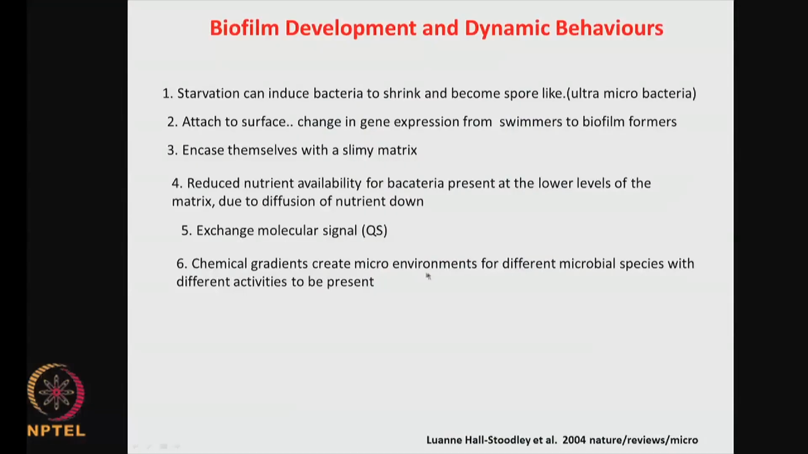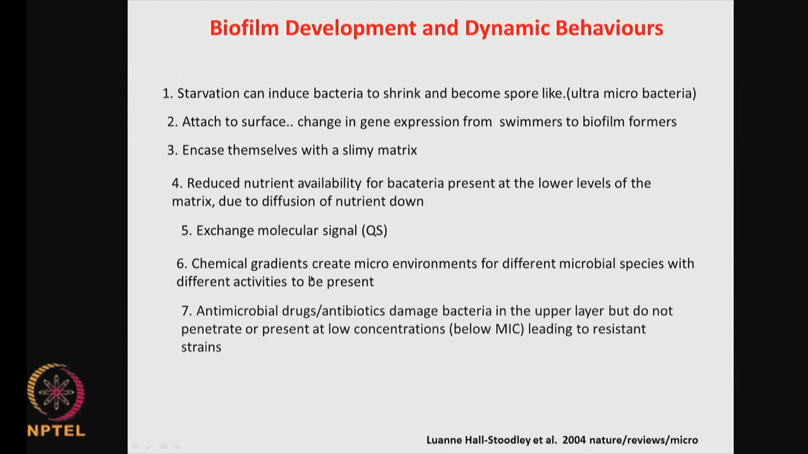Because of the biofilm, which is a matrix, there could be chemical gradients which can create microenvironments for different microbial species with different activities to be present. So, the bacteria on the top of the biofilm, which get nutrients, oxygen and chemicals, may have a different environment. So, they will have a different activity and growth pattern when compared to bacteria right at the bottom of the biofilm, which do not get enough nutrients, which starve much longer, and which do not get enough oxygen.